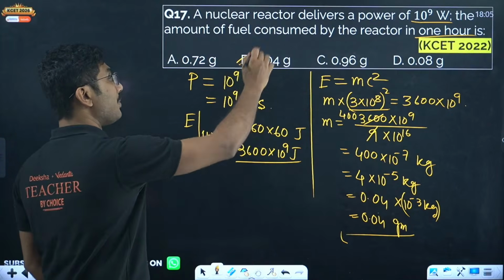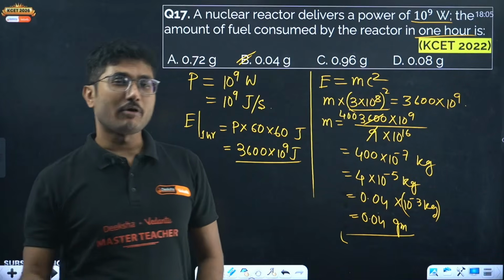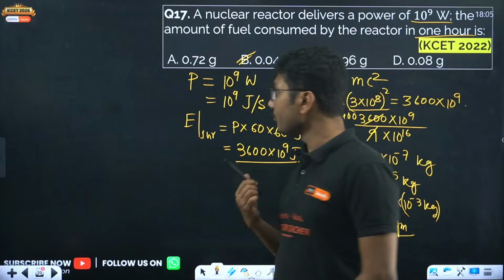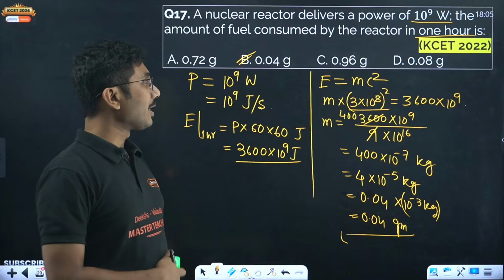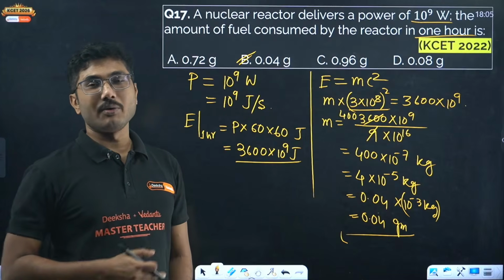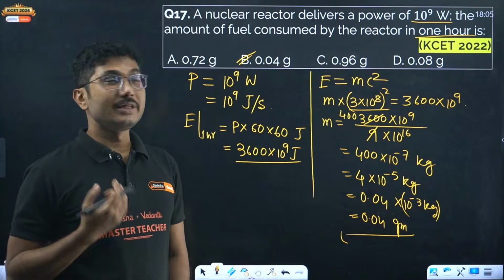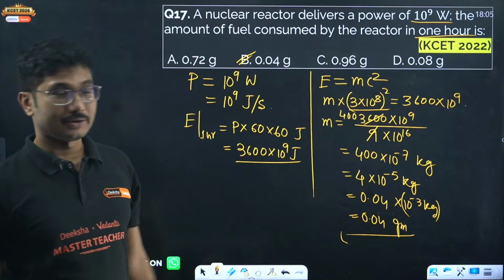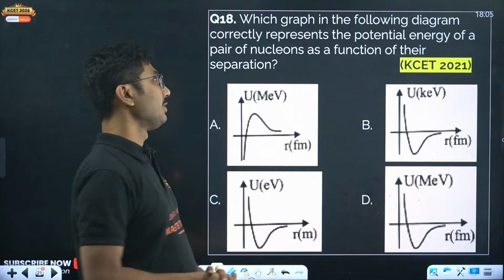So by burning only 0.04 grams, you are going to get a huge amount of energy. That is the power of mass. If you can destroy mass, you get a huge amount of energy.